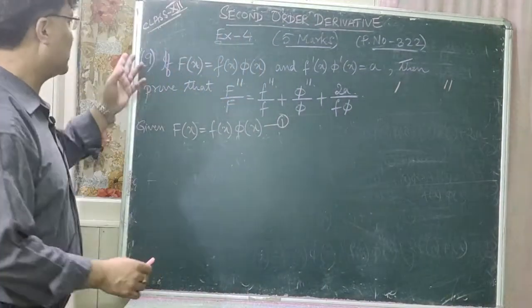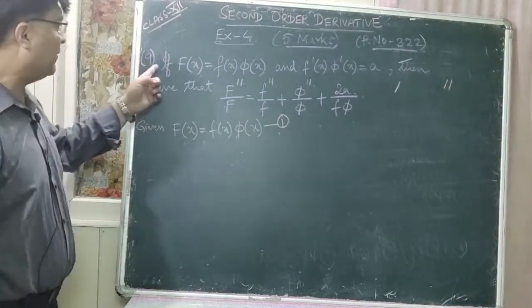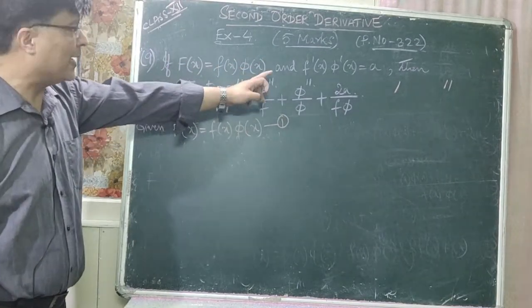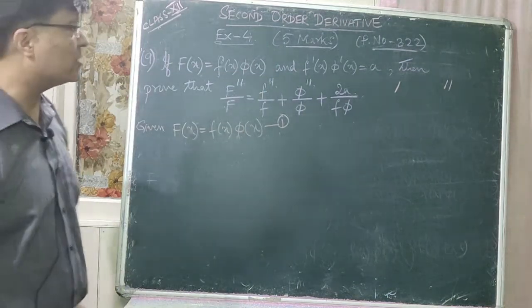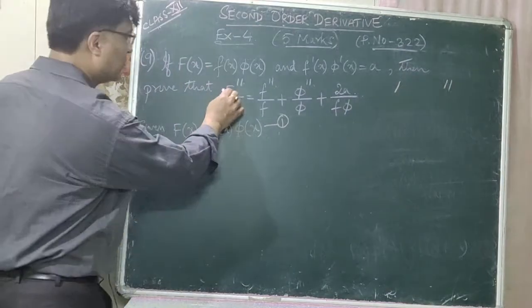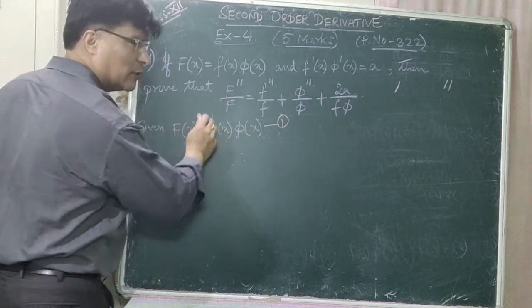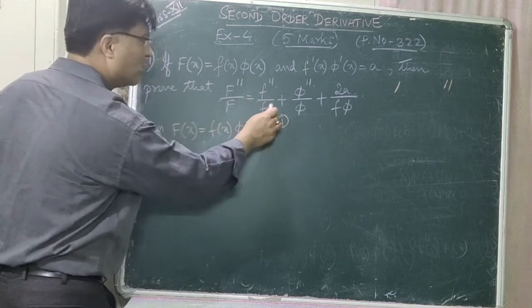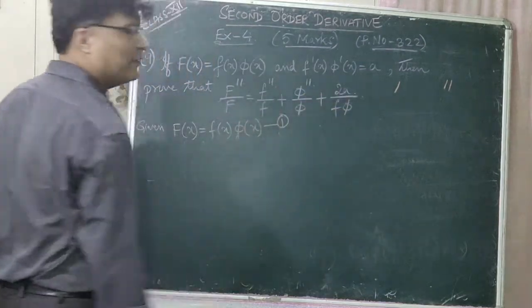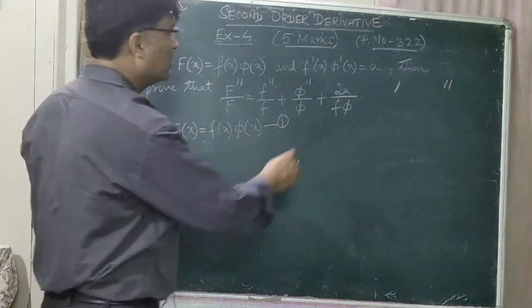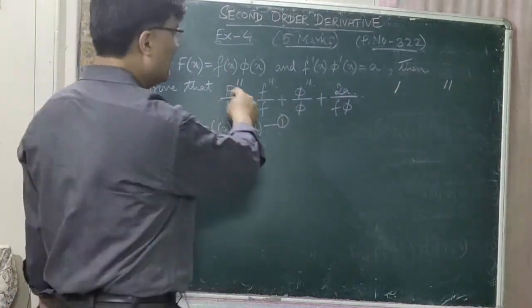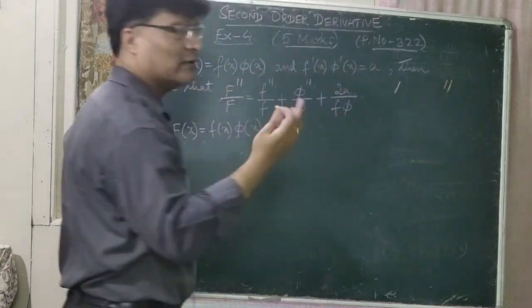So now we'll do the next question, that is question number 9. If capital F of x is equal to small f of x into phi of x, and f dash of x into phi dash of x is equal to a, here a is a constant, then you have to prove that capital F double dash divided by capital F is equal to small f double dash by small f plus phi double dash divided by phi plus 2a divided by f into phi. So here single dash means first order derivative, and double dash means second order derivative.